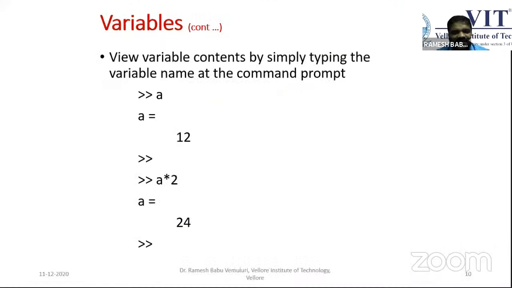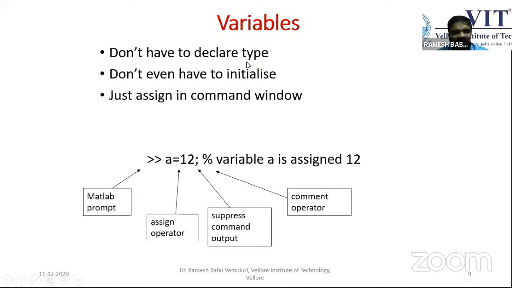The variables do not have to be declared with a type, because all the variables you declare will be allocated 8 bytes of memory, and you do not even have to initialize them. Just assign in the command window, A is equal to 12 semicolon. So the variable A is assigned.